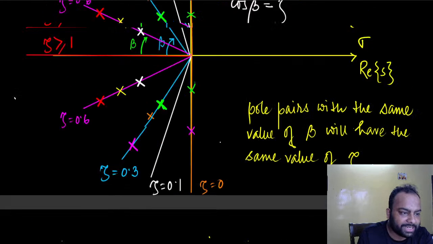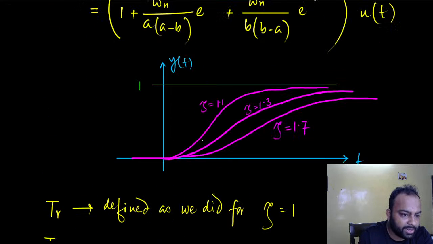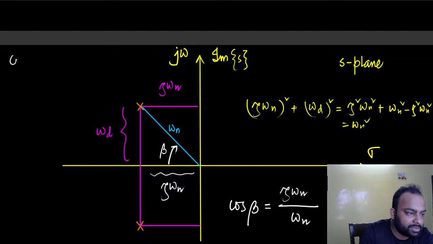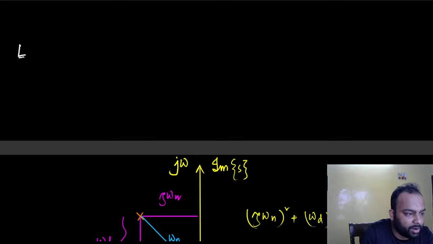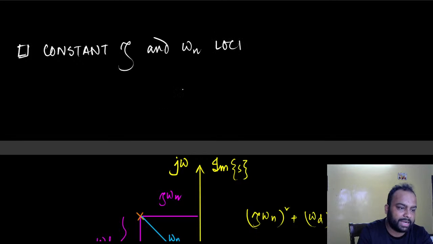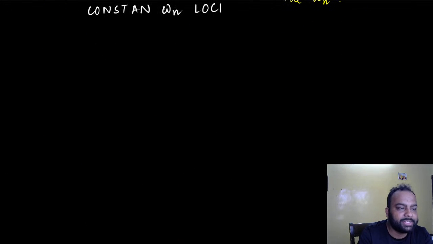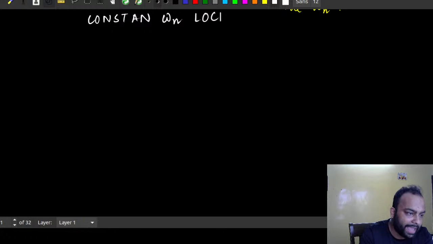Of course, the discussion that we are doing so far, let's write down the topic here. The topic of discussion here: constant zeta and omega n plus I. So that is the point of discussion here. All right, that's the name of the topic. Now, what if I want to combine these two drawings? Of course, I can do that.